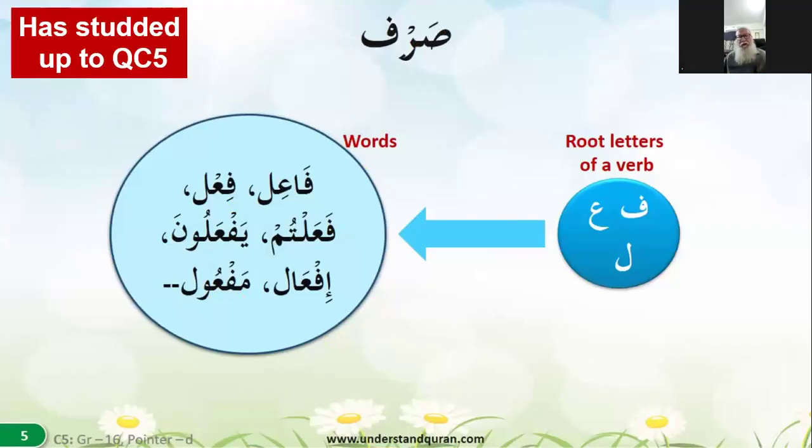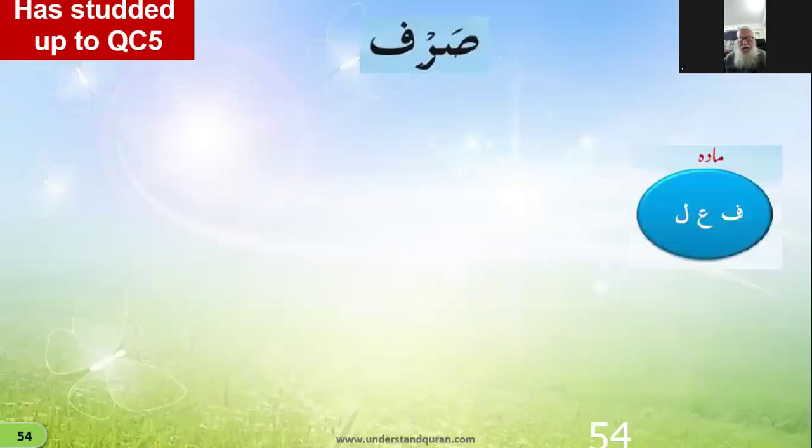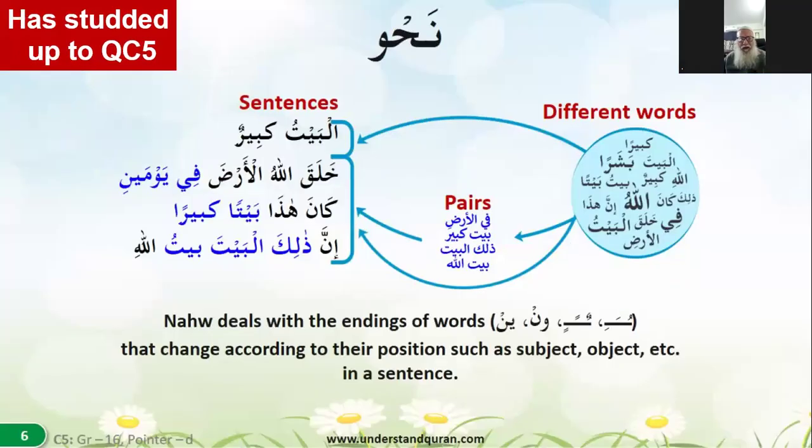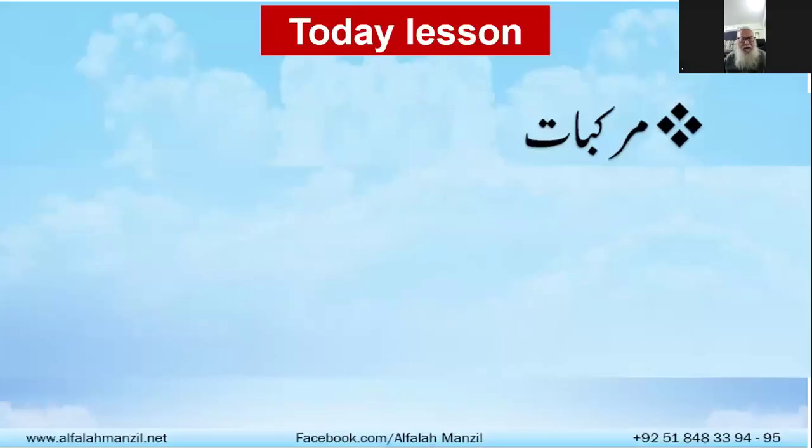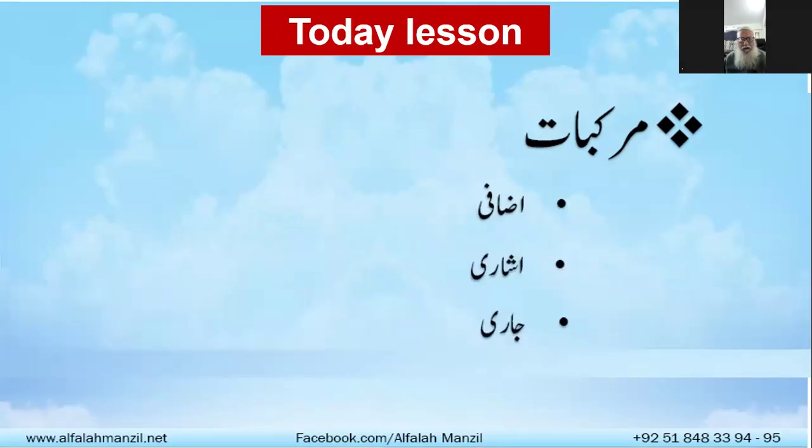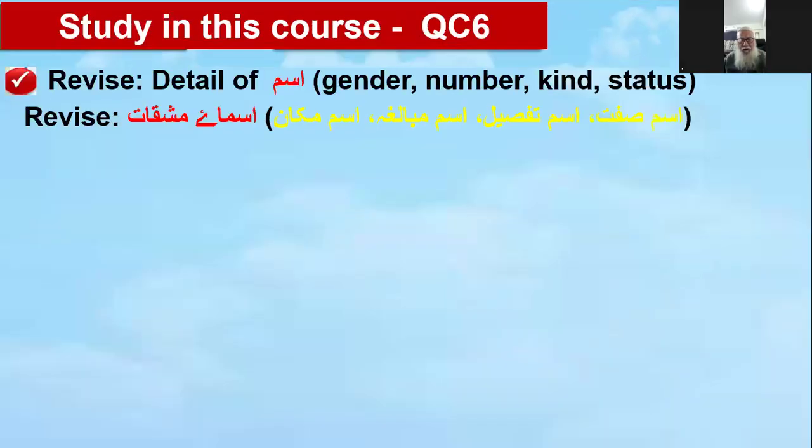We saw the Arabic grammar has two parts, nahw and sarf. Sarf is the construction of the words from the letters, and nahw is joining those letters to make the pairs or the sentences. So we will continue murakabat: there are izafi, ishari, jari, tawsifi.